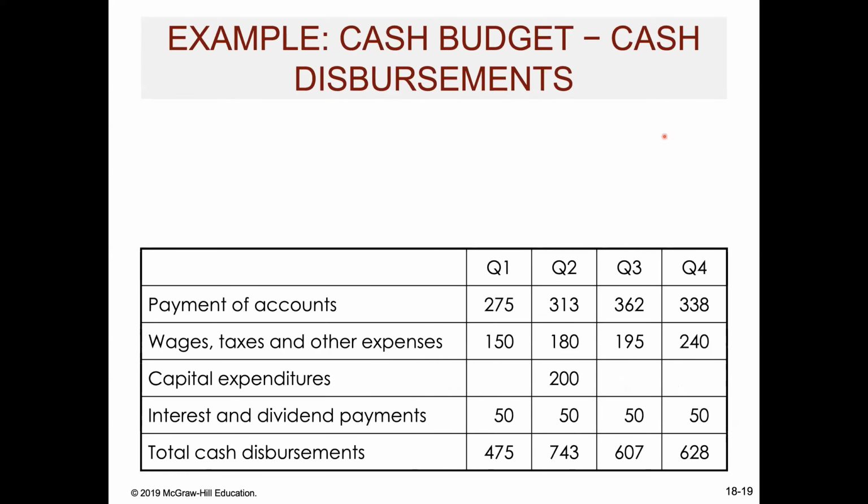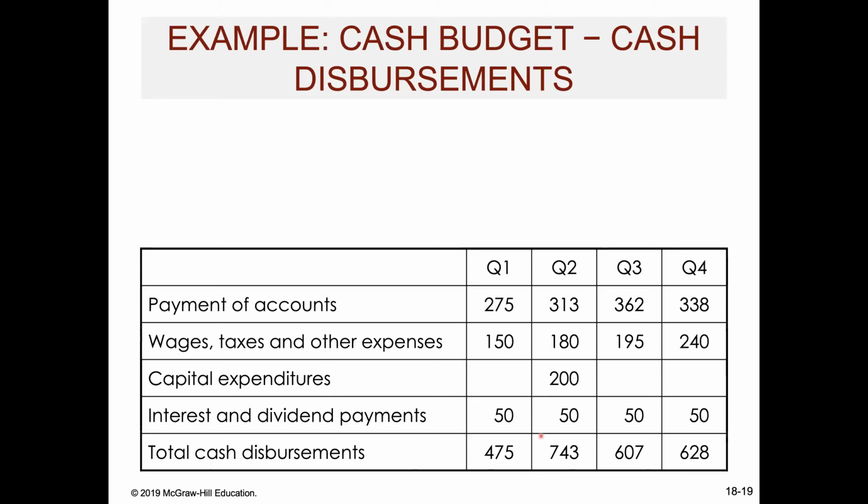Now let's look at cash disbursements. So we have to pay on our accounts. Our accounts payable, we're going to pay 275, 313, 362, 338. We got these numbers using the assumptions on that first slide of this example. Wages, taxes, and other expenses were 30%, you'll remember. We have interest and dividend payments of 50 million every quarter. So our total cash disbursements are estimated to be 475 million.